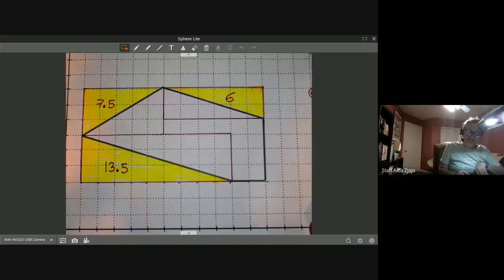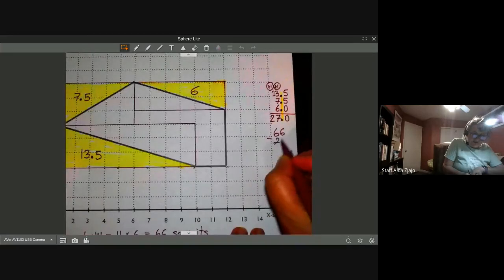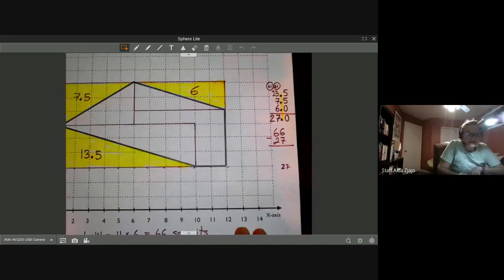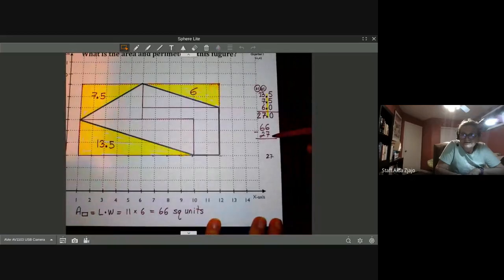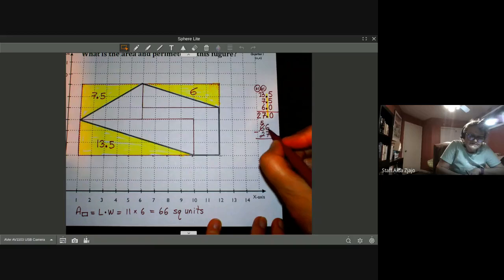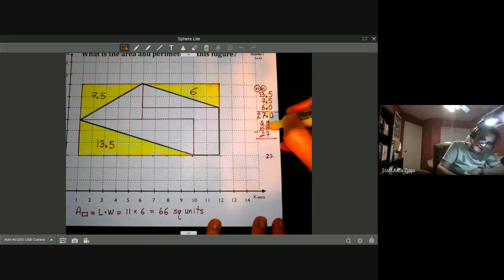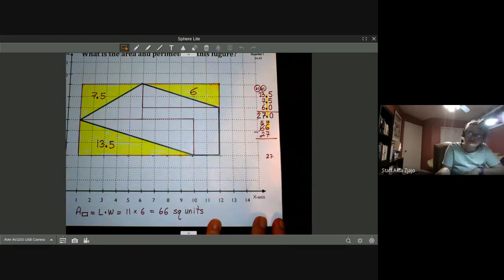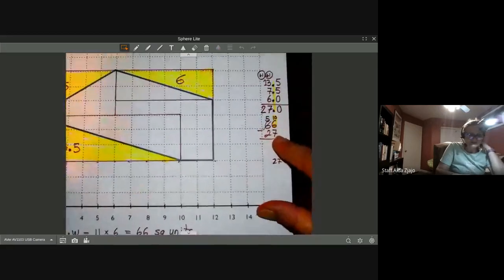So our total was 66. So we need to do 66 minus 27, which will give us the inside area. I can say if I have 6 ones, I cannot give you 7 because I don't have enough. I'm missing 1. So I have to regroup these tens and leave the 5 tens alone. And then 1 ten will give me 10 more ones. So I will have 16 ones now, and then I will be able to subtract, or give away, 7. I always teach my students to think addition when you are subtracting.